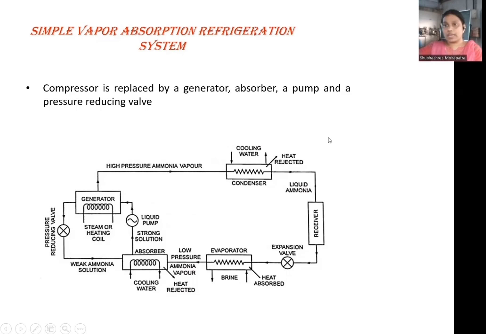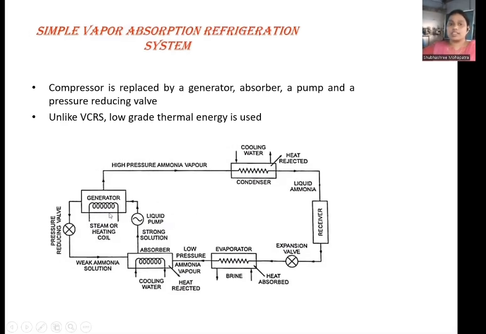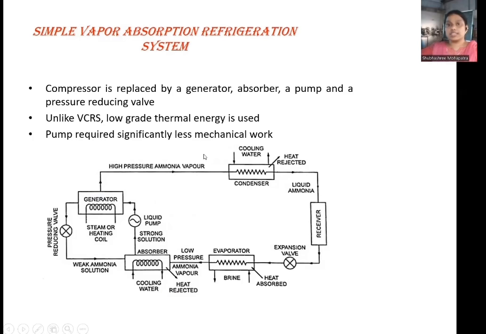In case of VARS, we are replacing the compressor by one generator, one absorber, one pump, and a pressure reducing valve. Unlike VCRS, here we are using a low-grade thermal energy system. At the generator, the waste steam from the plant or any solar energy can be used. Here we are using one pump, which requires very little mechanical work.